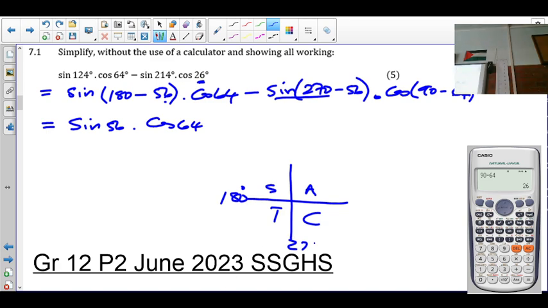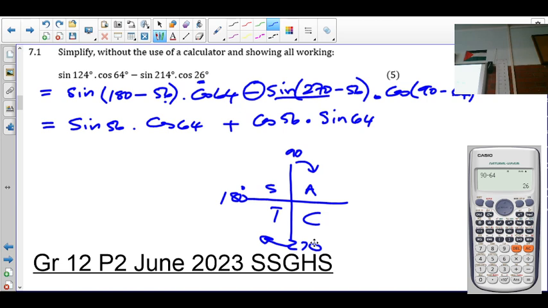So that is 270. 270 minus takes you into the third quadrant. And sine is negative in this quadrant, making this negative a positive. So it's positive cos 56. 90 minus takes you into quadrant 1. Is cos positive or negative? Positive, but it changes to sin 26.